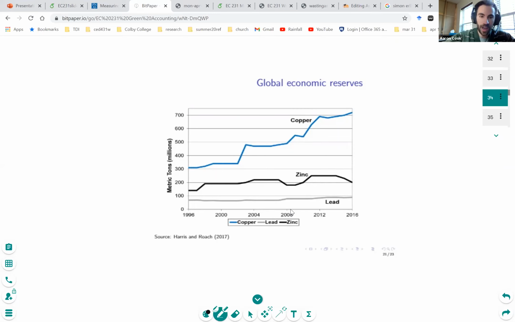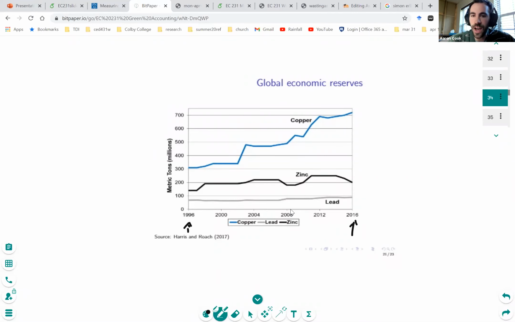So these are the amounts of the metals in the Earth's crust that we can access with existing processes and technology. Remember, we have population. Population has been growing over this time. We have 1996 on the left-hand side, 2016 on the right-hand side. We added roughly 2 billion people to the planet between 1996 and 2016, maybe 1.5 billion, might not be exactly 2 billion.